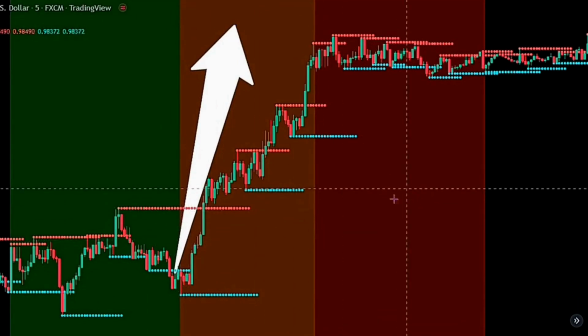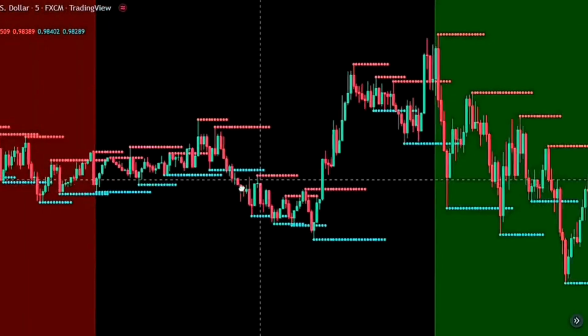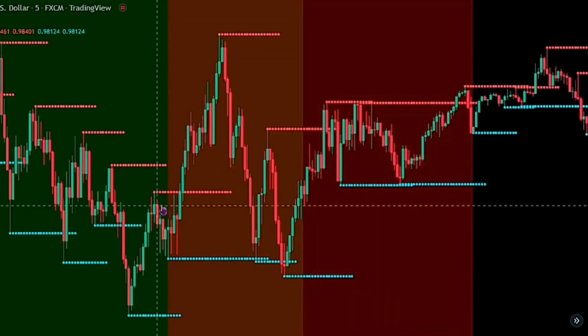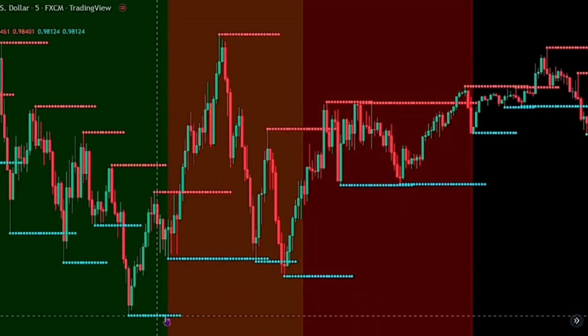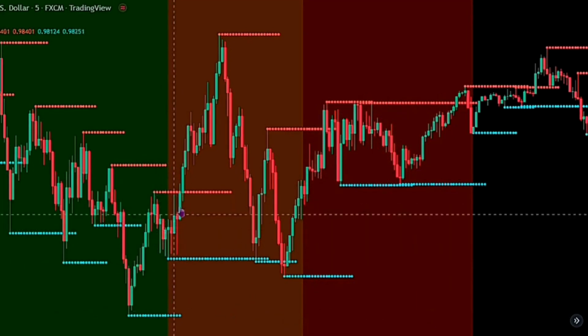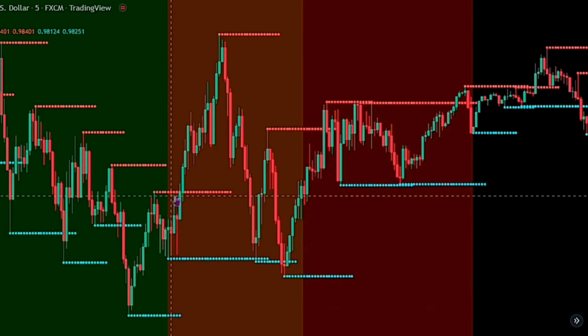Moving on. Now here, we see we followed the proper rule of entry when price is in between the recent highs and lows. And price gave some winnings here.